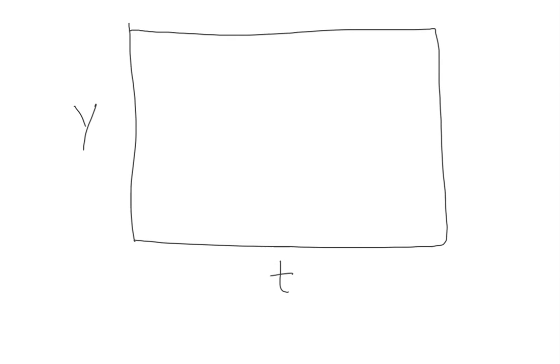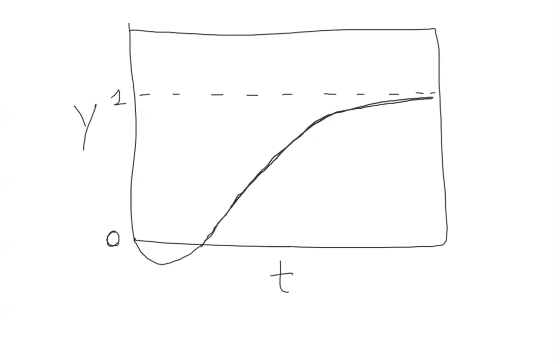So let's say this is 0. The final value is 1. What is negative slope? Negative slope means it goes like this. The ultimate value is positive. So this kind of response, when you start, it goes in the negative direction, is called an inverse response.